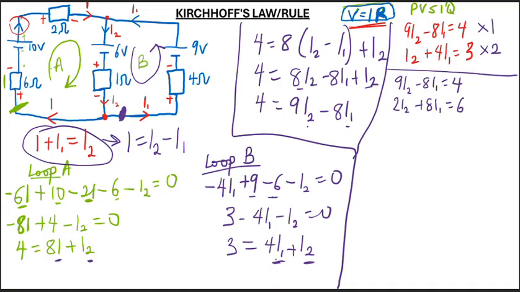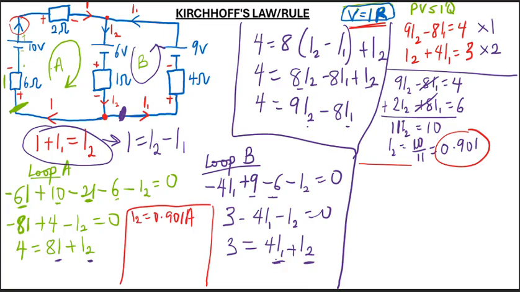Alright, then we can see that this and this have the same value but opposite signs. Since they have opposite signs, I will add. If they have the same sign, we subtract. If I add, I will have 11I2. This and this will get rid of each other, and I will have 11I2 equals 10, so I2 equals 10 over 11, which is 0.901. Then I'm done with my I2.